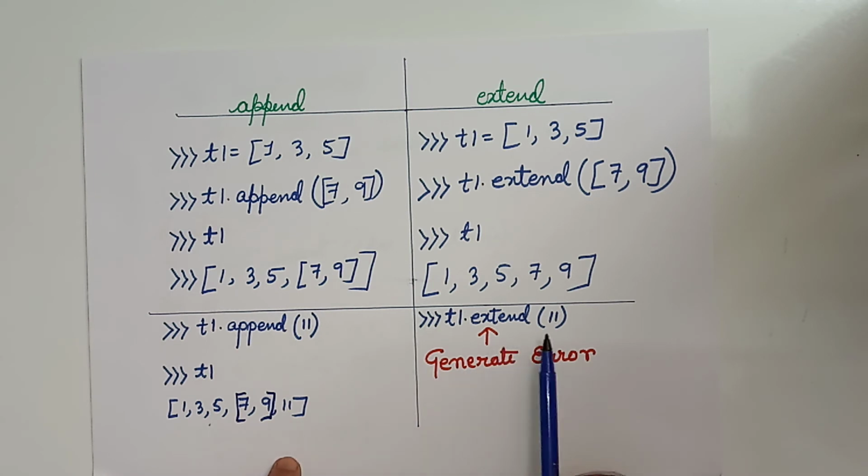But in case of the extend method, if you try to add 11, it will generate an error because extend can add only a list and not an integer.